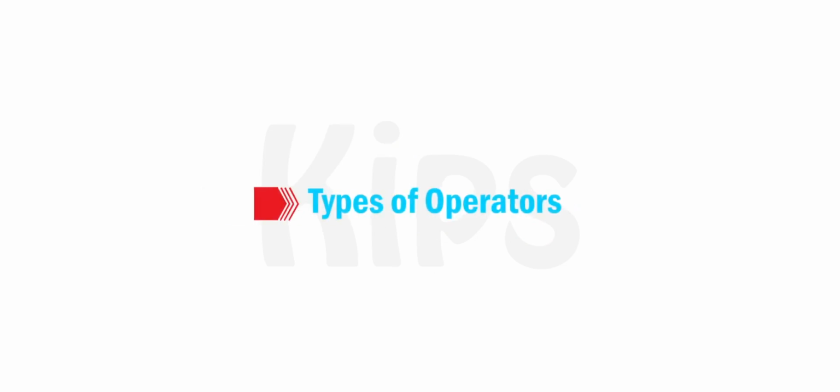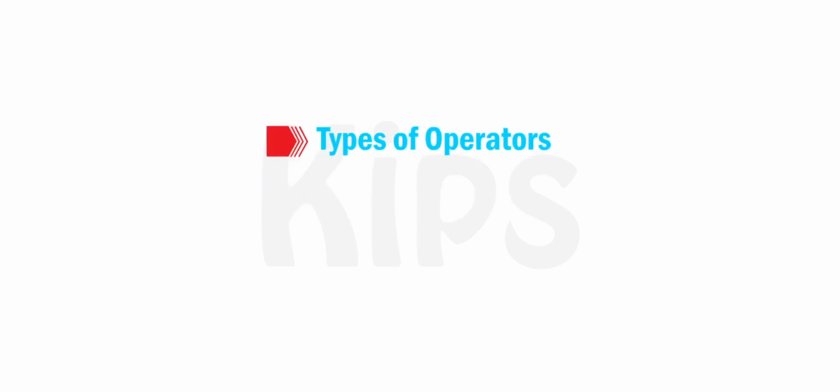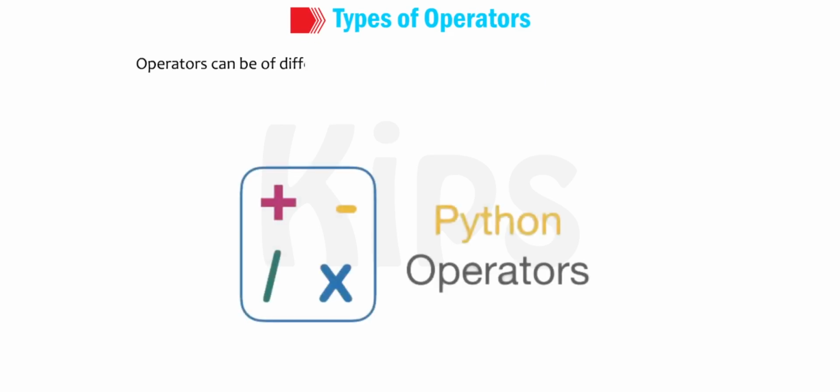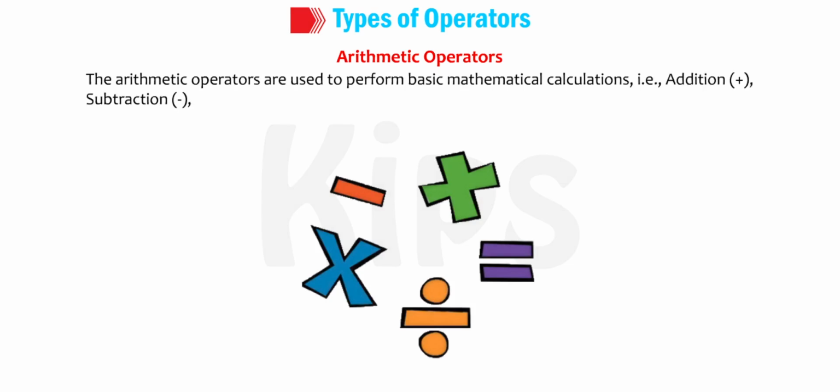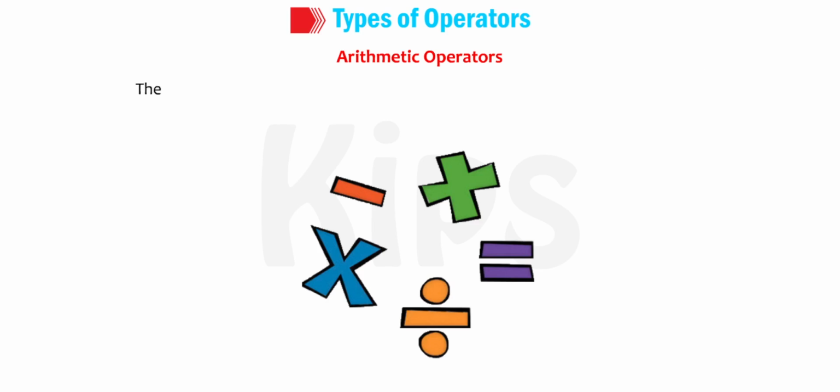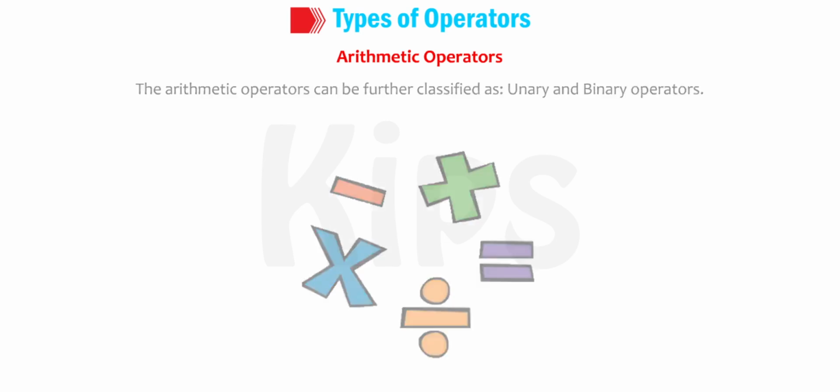Students, let us see types of operators. Operators can be of different types based on the kind of operation they perform. Number 1. Arithmetic operators. The arithmetic operators are used to perform basic mathematical calculations, that is, addition, subtraction, multiplication, division, etc. The arithmetic operators can be further classified as unary and binary operators.